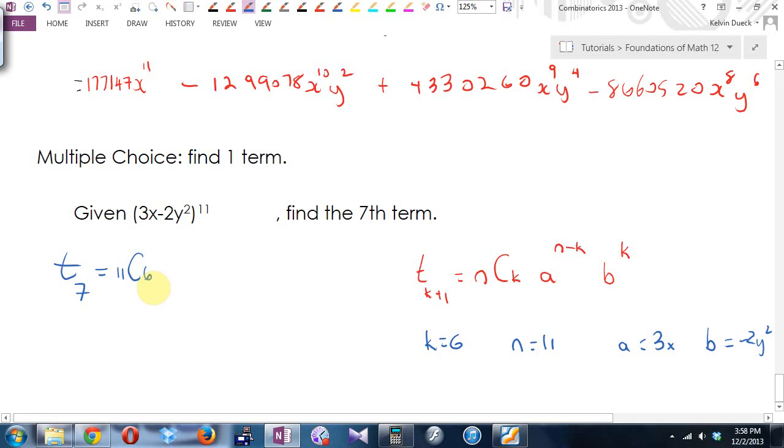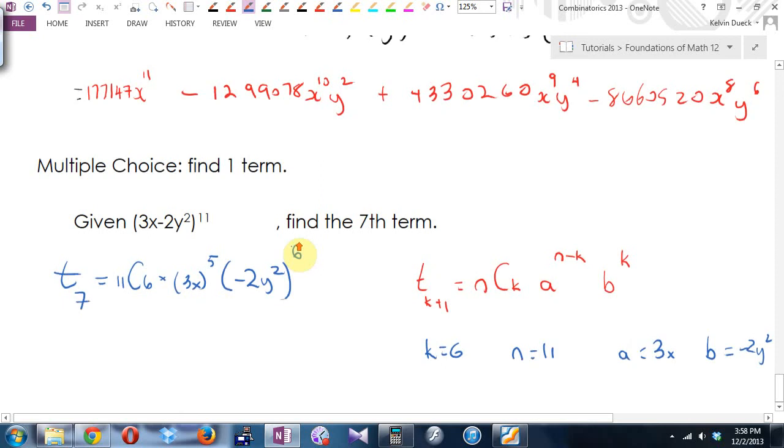Times a, 3x to the... third? Can you read to me what it says here? Read n minus k. 11 take away 6. 5. Negative 2y squared to the what? To the k. K is 6.